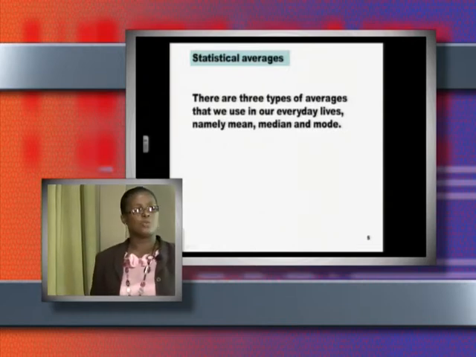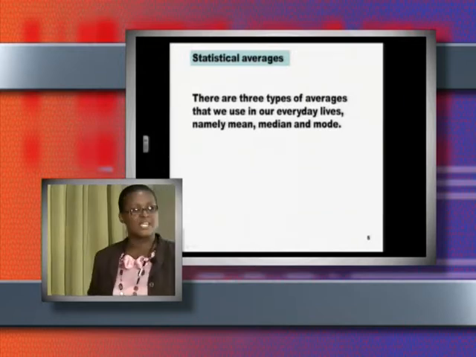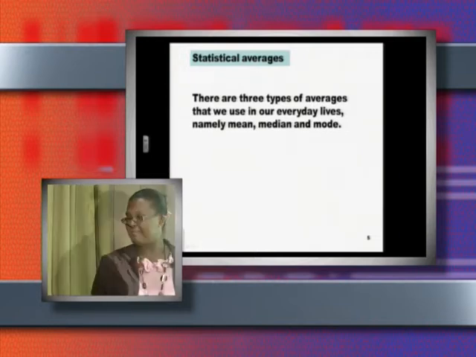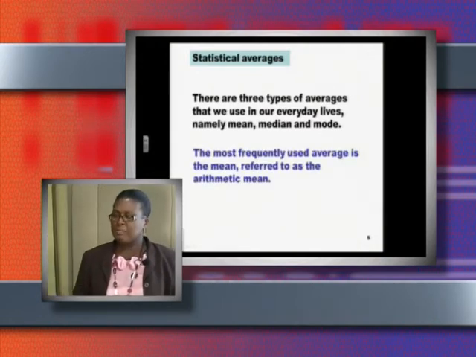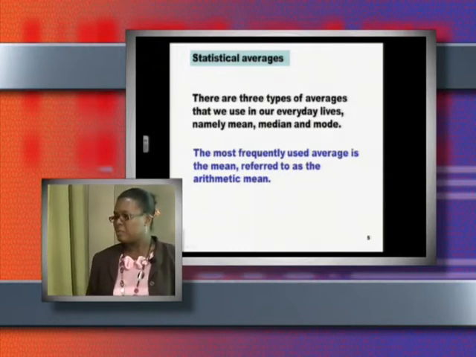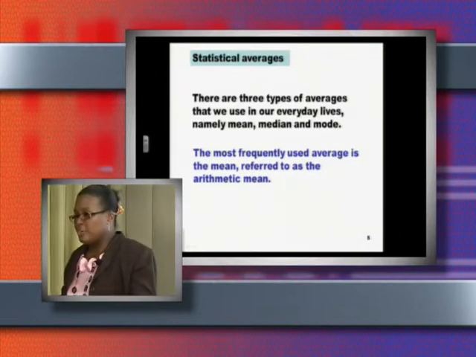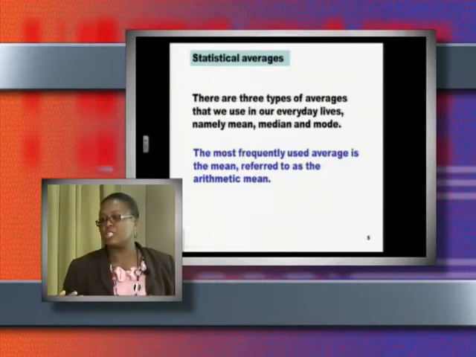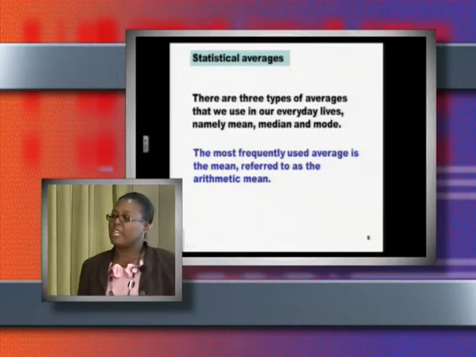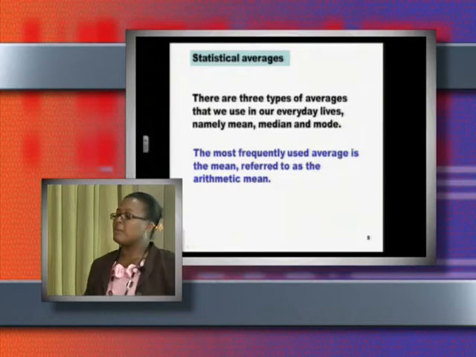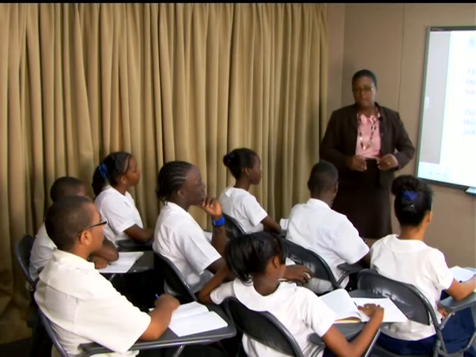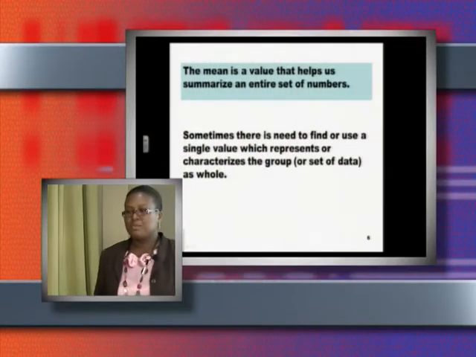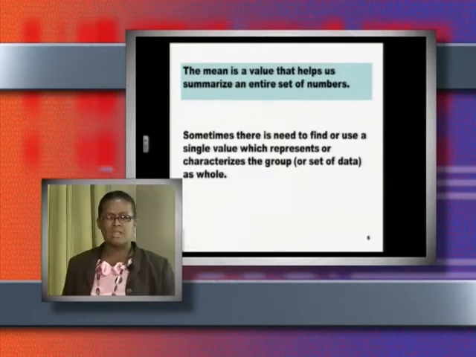So there are three types of averages that we use as we move from day to day. And again, they're the mean, the median, and the mode, the three M's. Of the three, the most frequently used is the mean. Even when you're learning mathematics, not only in statistics will you encounter the mean, but in other subtopics in mathematics. Maybe you're in algebra or you're in sets, you will find the mean. You might not find the mode and the median coming that frequently. Or even sometimes you're in the market, you look at the average price of maybe a pound of beef. So the mean is the more popular of the three. The mean is a value that helps us to summarize an entire set of numbers.